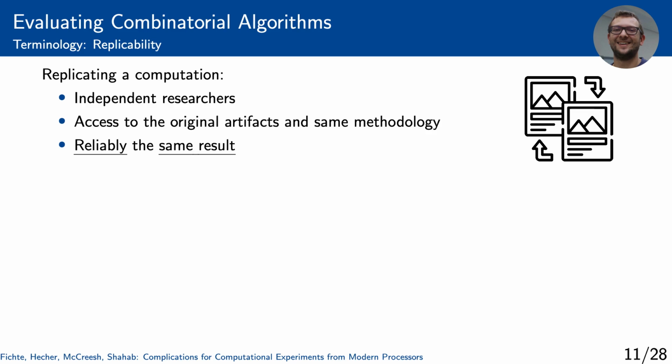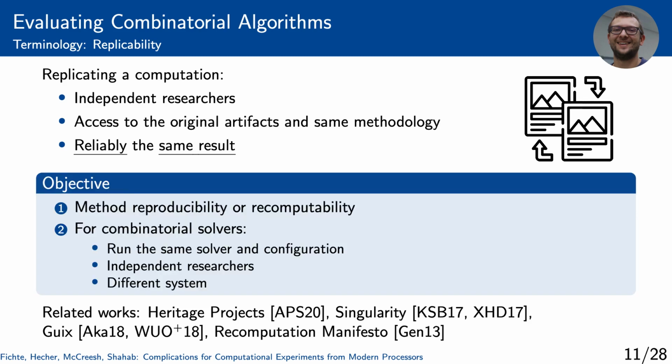Replicability goes beyond. It asks for replicating a computation by independent researchers with access to the original artifacts and the same methodology. Support by the original authors is clearly allowed. The outcome should be that the new group reliably reaches the same result. Replicability aims to copy or reassemble the suggested method or approach, which in the computational sciences is sometimes also called recomputability.